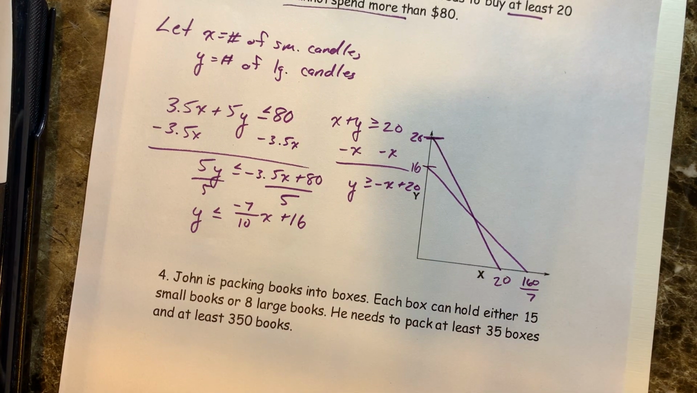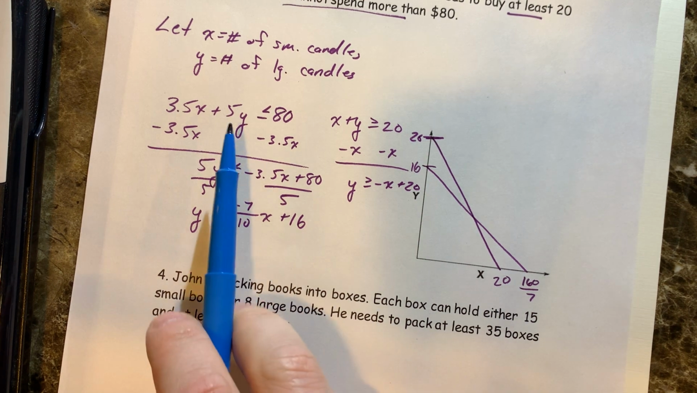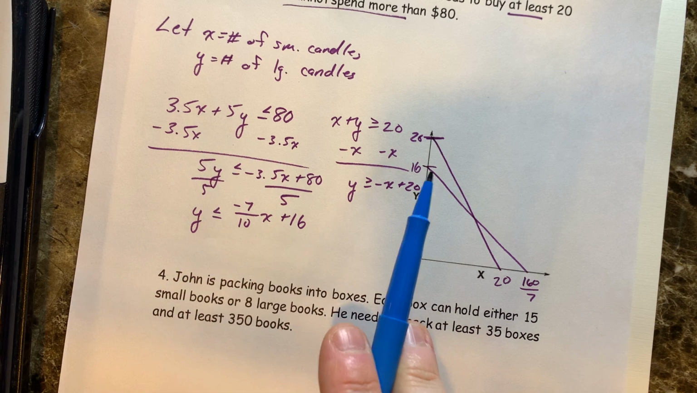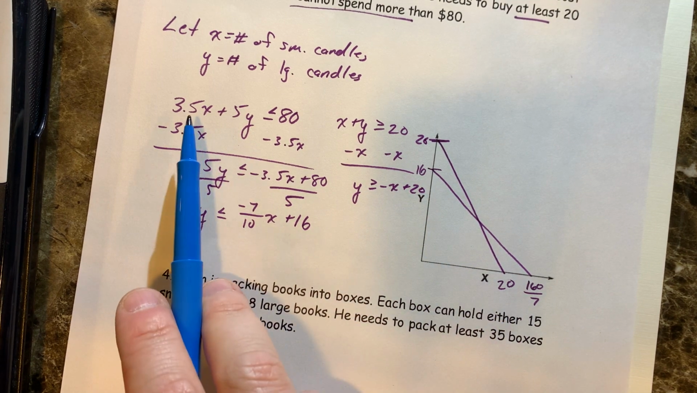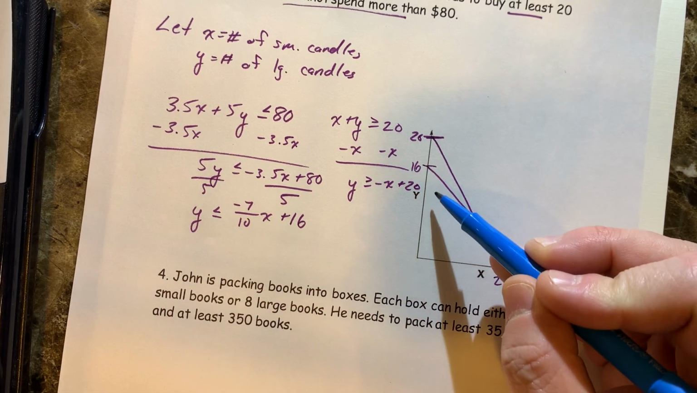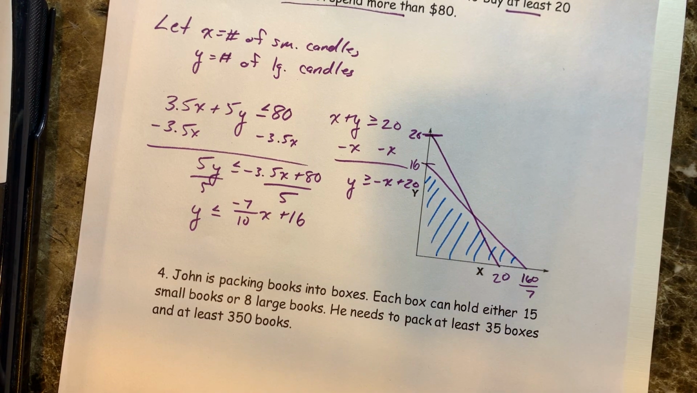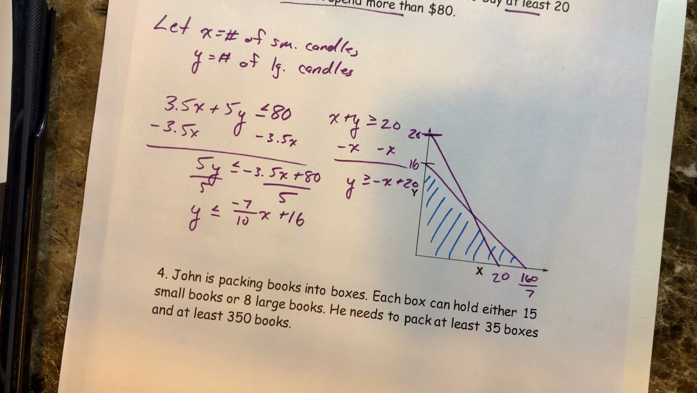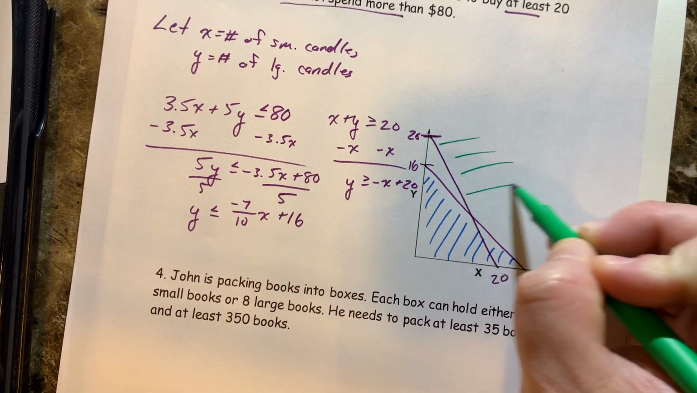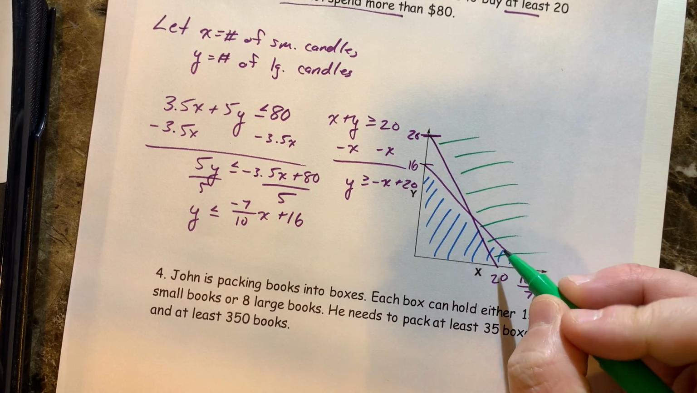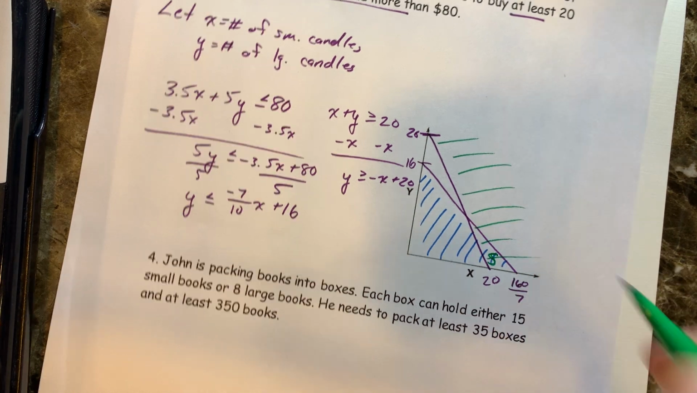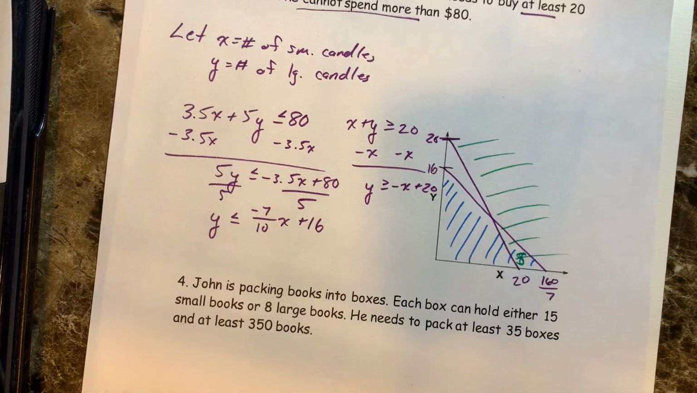If we analyze our shading with the point 0, 0, if we try it for our first one, our original one, which is the more shallow slope line, 0 plus 0 is less than 80. So that one is supposed to shade towards the origin. The other one, to buy at least 20 candles, if we put 0 in here, 0 plus 0 is not greater than 20. That one wanted to shade away. So it's only this small little sliver down here that could have been a valid answer.